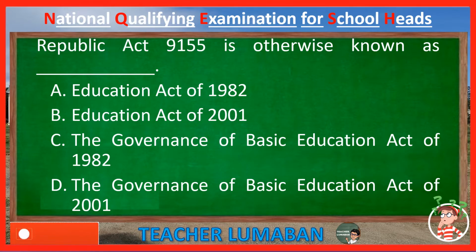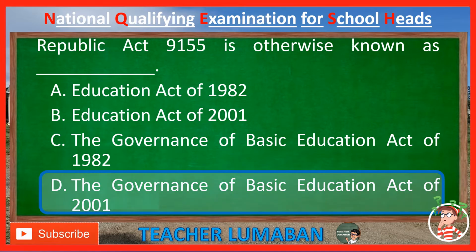Choose the suitable answer based on the given choices in 5 seconds. 5, 4, 3, 2, 1. Letter D is the correct answer. The Governance of Basic Education Act of 2001. Republic Act 9155 is otherwise known as the Governance of Basic Education Act of 2001.